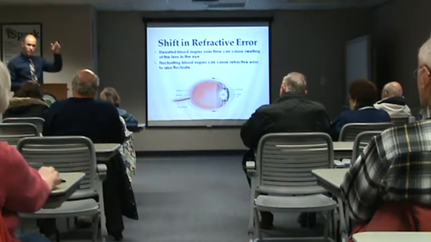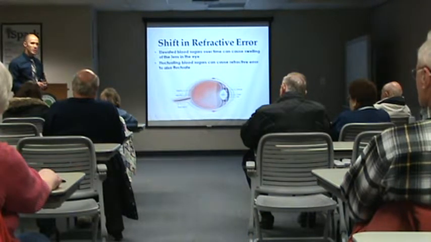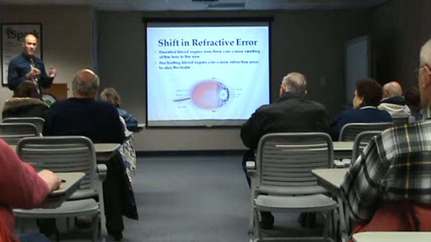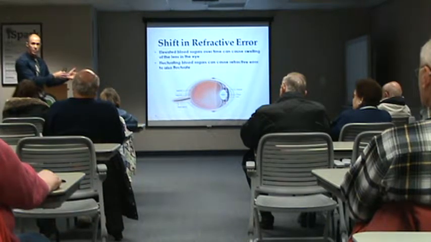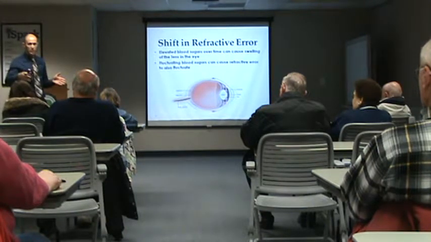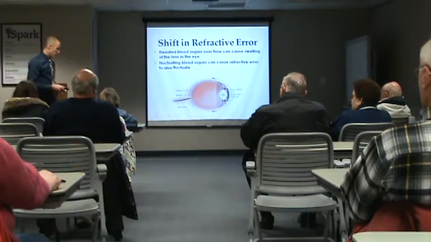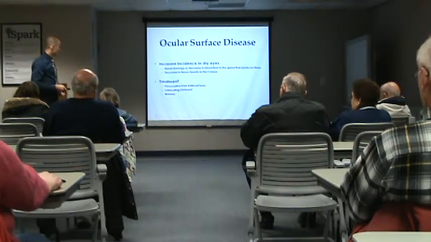If the blood sugar is going up and down a lot, we'll see a lot of fluctuations in prescriptions. I've got a patient right now that I've been working with over the last few weeks that we just can't find a stable prescription for. She'll come in one week and we find a prescription that she sees 20/20 with. She comes in the next week, we can get her to 20/20 again, but the prescription's completely different because her blood sugar is doing this, and her vision's going right along with it. So we see that quite often.